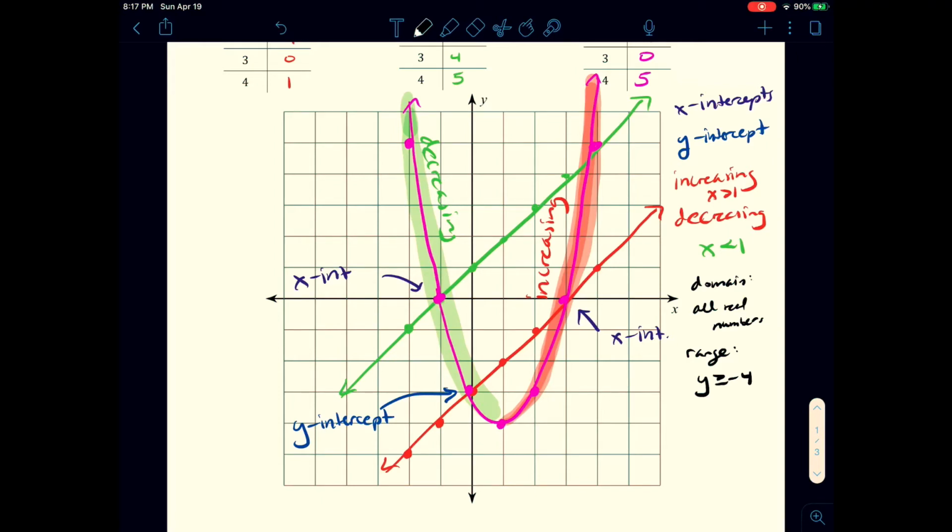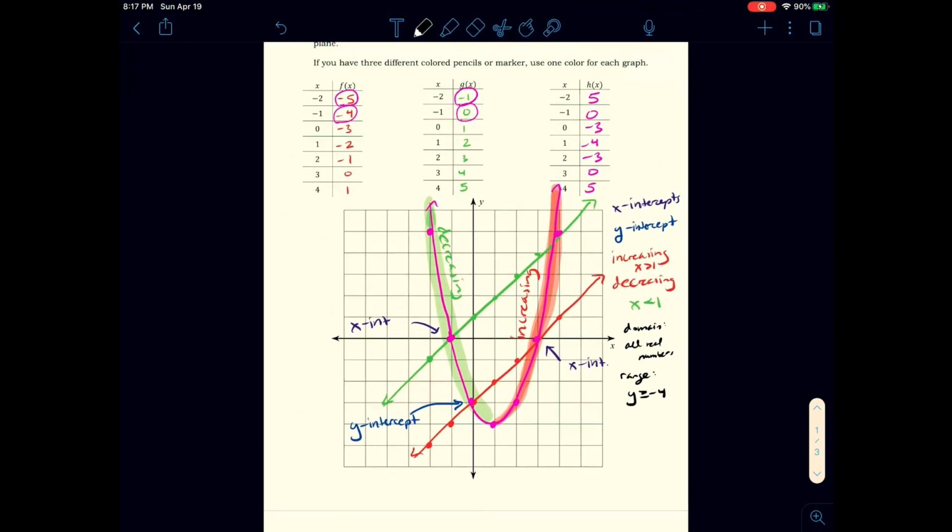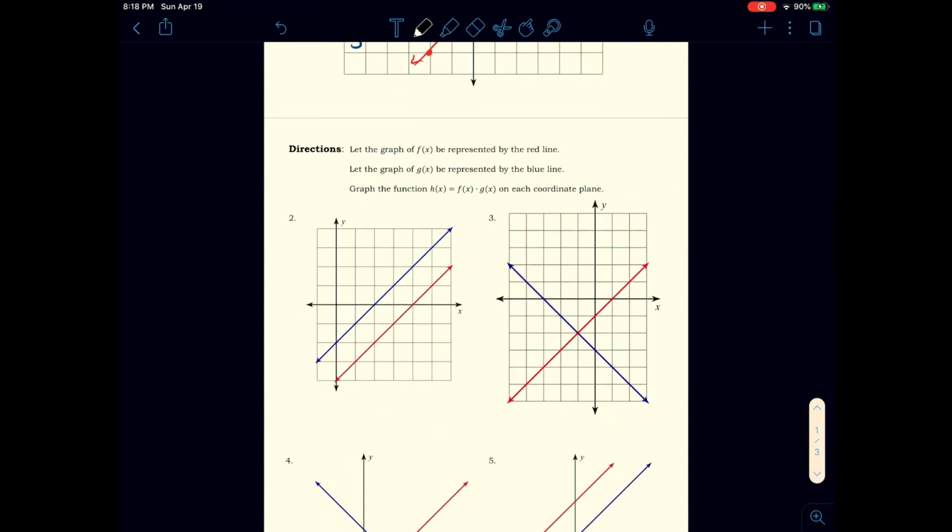So make sure you understand how we graph this parabola, how we took the corresponding values for f and g and multiplied them together to get the points for h, and at that point when you connect the dots, you end up with this parabola. Let's go on to the next page.